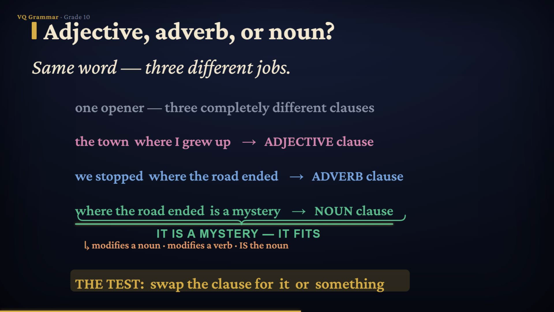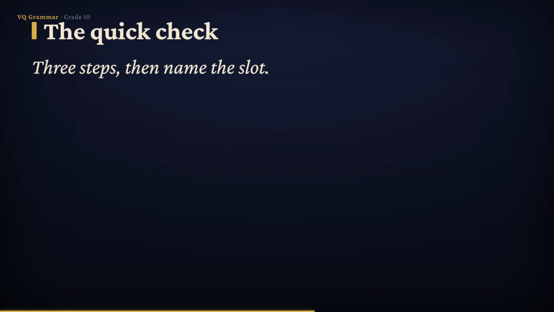The town, it, no. We stopped, it, that changes the meaning entirely. If it or something can stand in the clause's place, you have a noun clause. If it can't, you don't. Let's boil the whole lesson down into a check you can run on any clause.